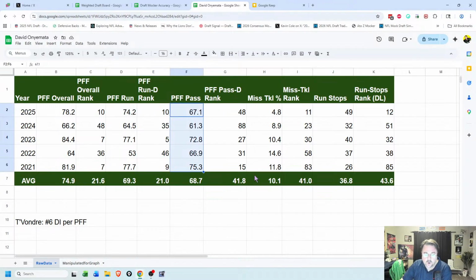And their pass grade and where does that rank? And then their missed tackle percentage. And where does that rank? And then how many run stops do they have? Because he's primarily a run stuffer. And where does that rank over the last 5 years so that we can get a good idea of what we're getting in this David Onyemata fella?